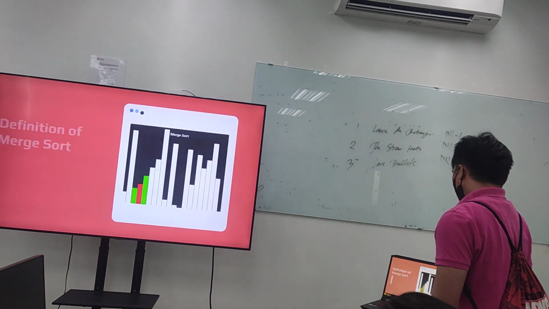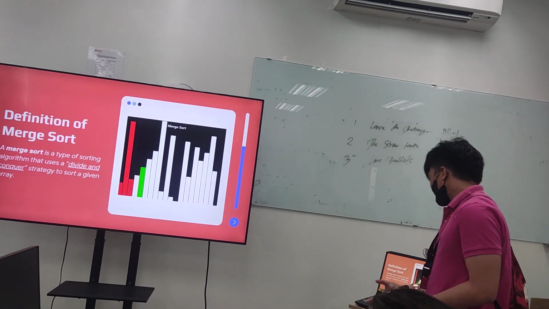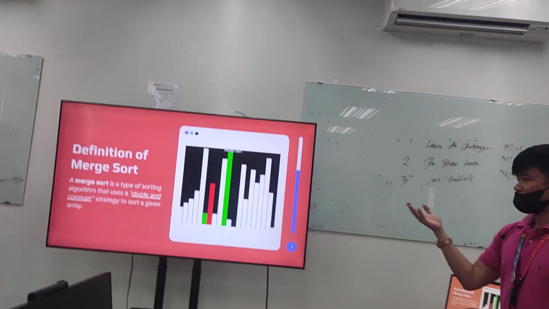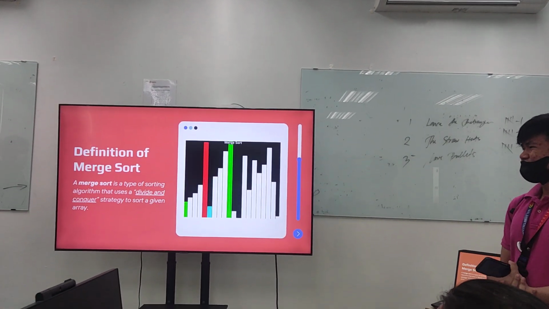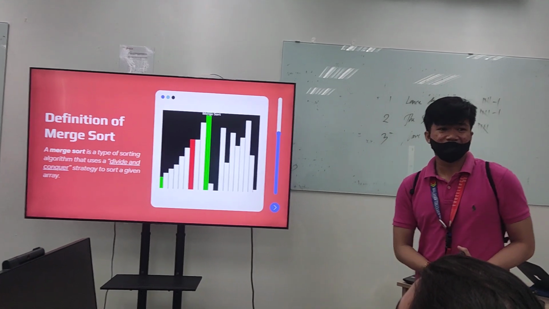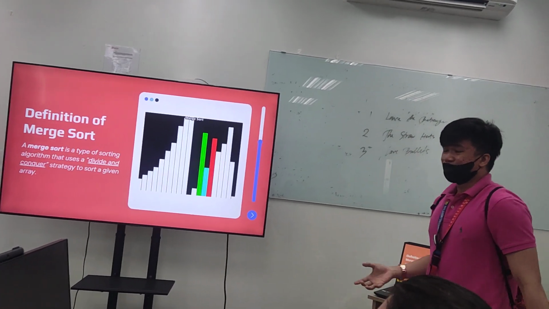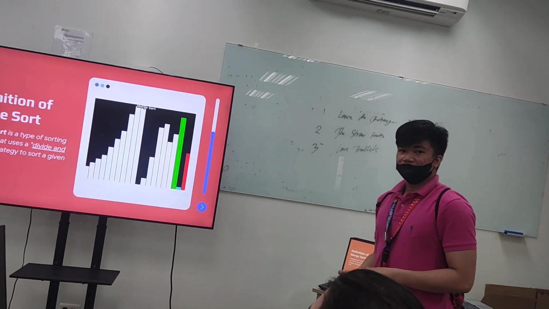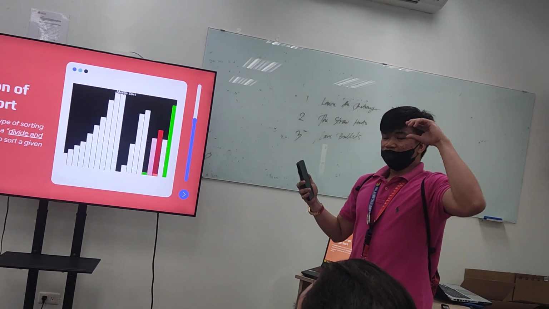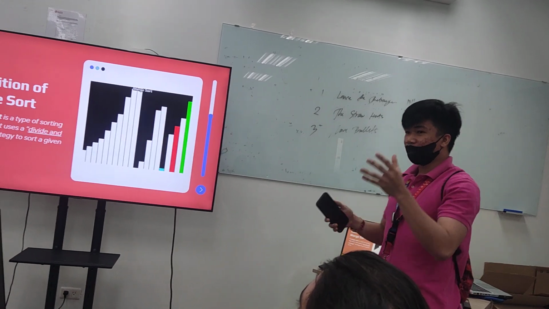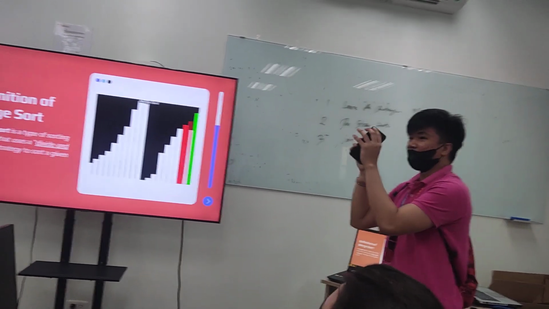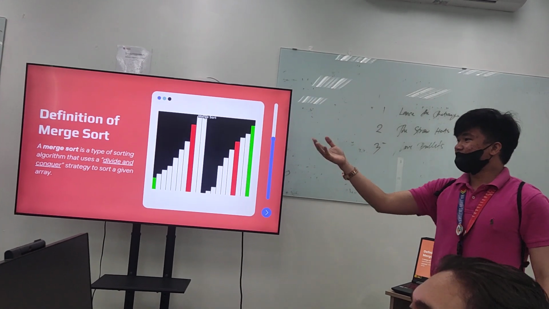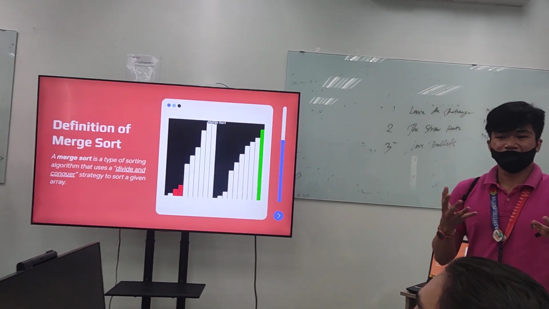Place. So the definition of merge sort is it is a type of sorting algorithm that uses a divide and conquer strategy to sort a given array. Then you may ask, why a divide and conquer strategy? And what is that? A divide and conquer strategy basically uses recursion in order to split the smaller problems and solve the initial problems similar to that. Now we have our friend here, Nathan, to demonstrate how that divide and conquer works.